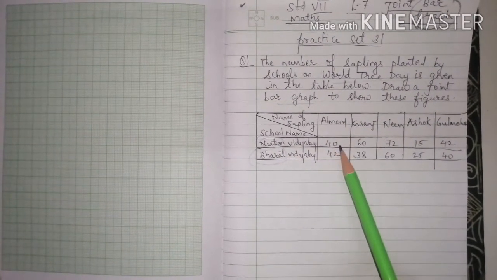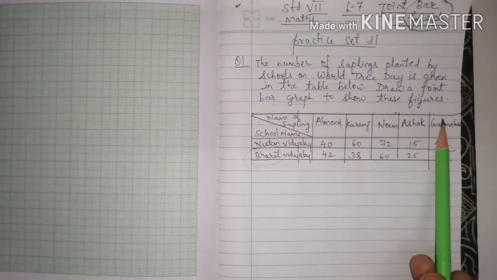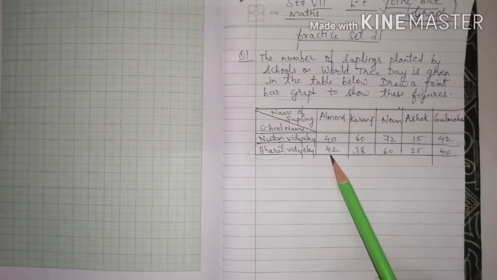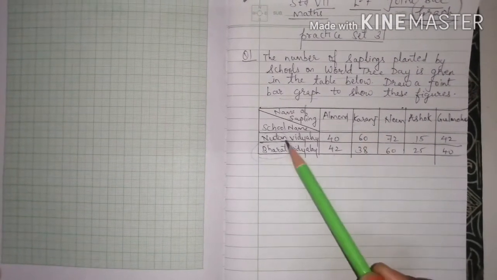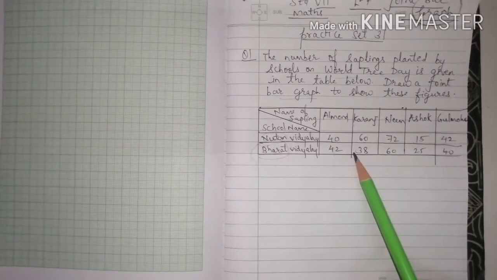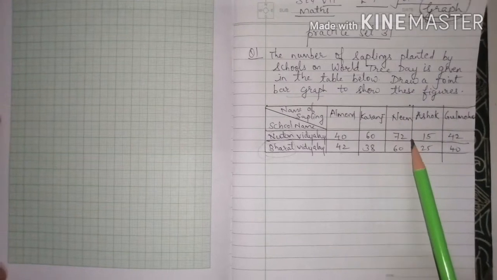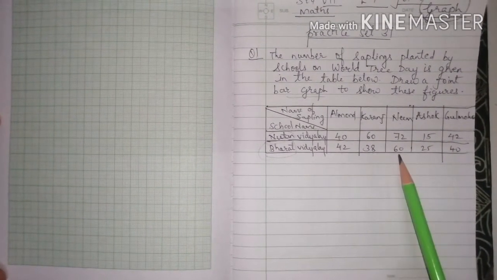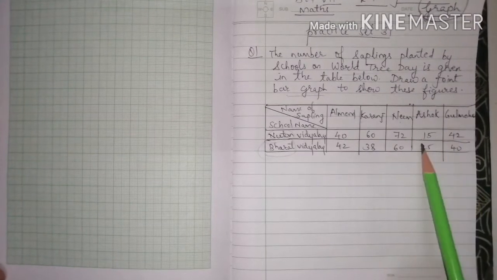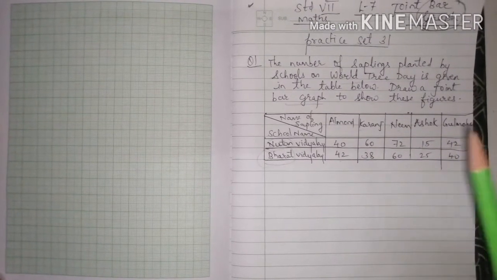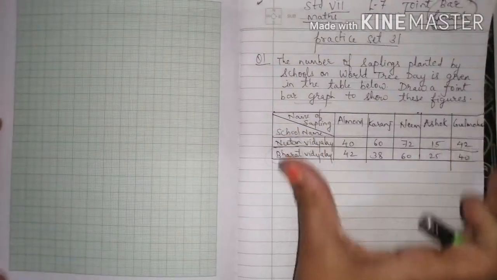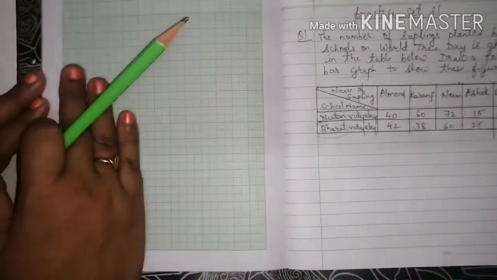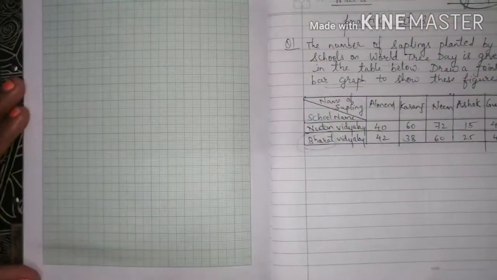How many saplings they have planted? These are the names of the saplings. Almond saplings planted by Nutan Vidyalay 40, Bharat Vidyalay 42. Second sapling Karanj, Nutan Vidyalay planted 60, Bharat Vidyalay 38. Third one is Neem. 72 was planted by Nutan and Bharat Vidyalay planted 16. Similarly, Ashok and Gulmohar, their data is given. So let us write the question on this page. And on the graph page you will draw the joint bar graph.